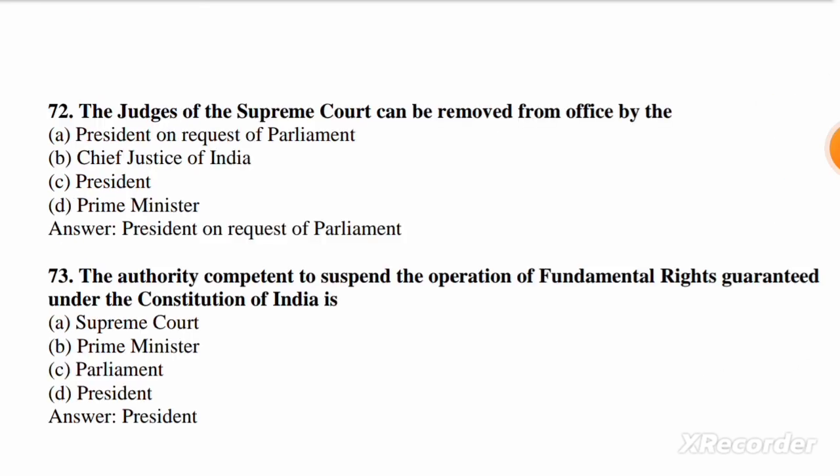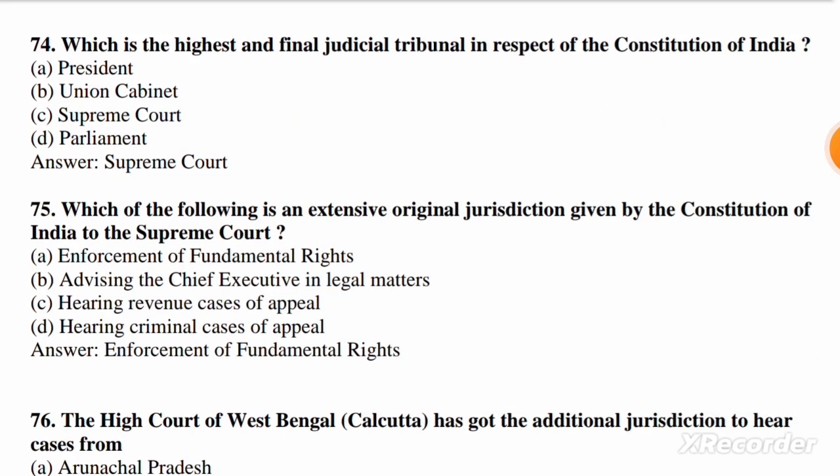72. The judges of the Supreme Court can be removed from office by? Option A. President on request of Parliament. 73. The authority competent to suspend the operation of fundamental rights guaranteed under the Constitution of India is President. 74. Which is the highest and final judicial tribunal in respect of the Constitution of India? Answer Supreme Court of India.